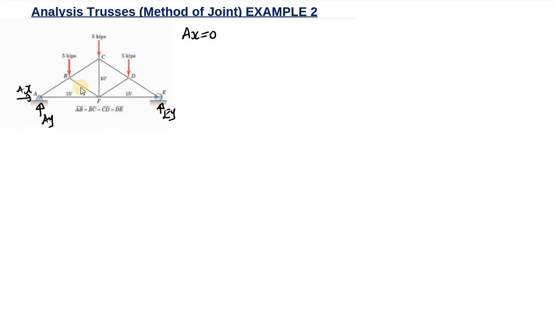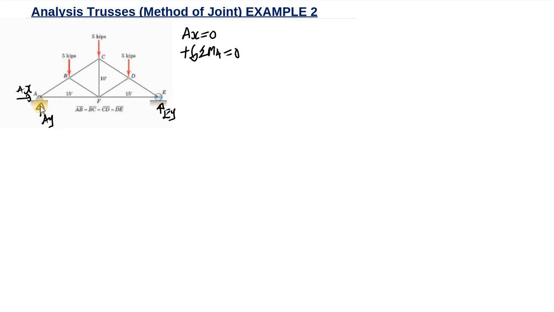So we need to calculate AY and EY. So now I'm going to calculate EY by taking summation of moment at point A so that I can calculate EY. So I'm going to say summation of moment at point A is equal to 0. And I'm going to say the moment in the counterclockwise direction is positive, while the moment in the clockwise direction is negative.